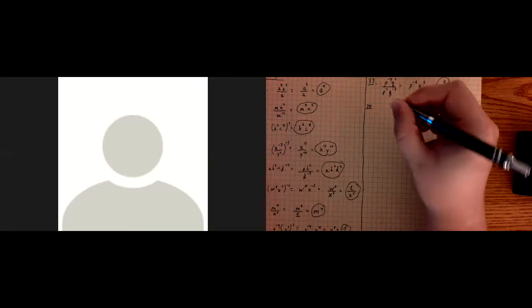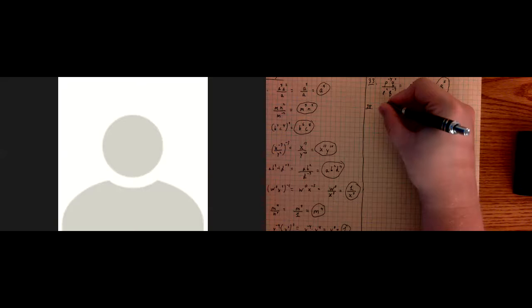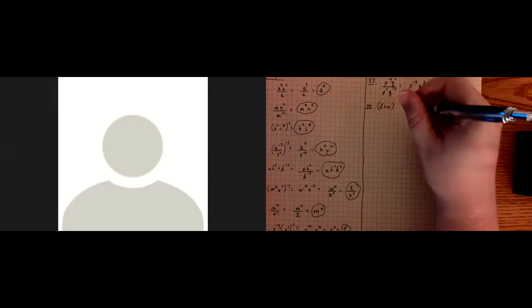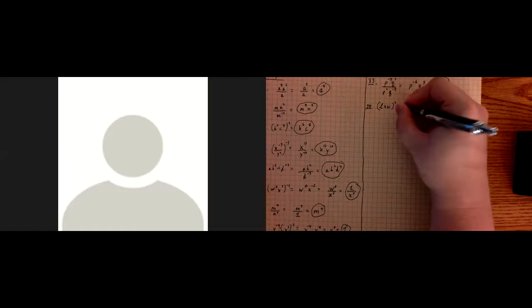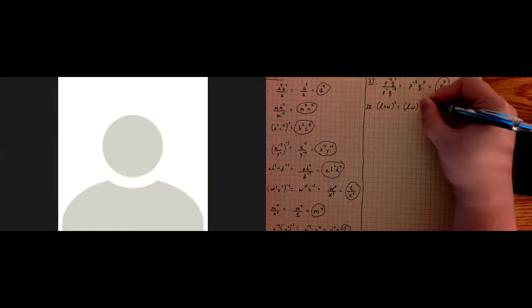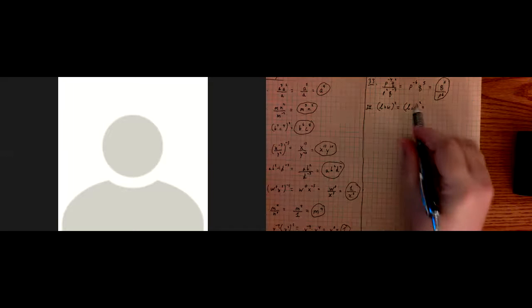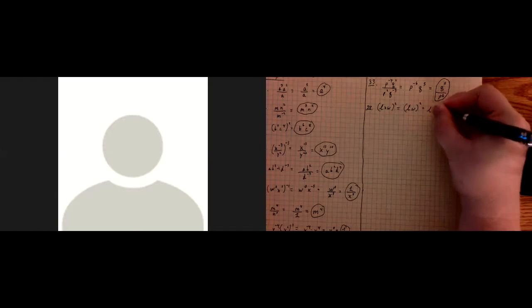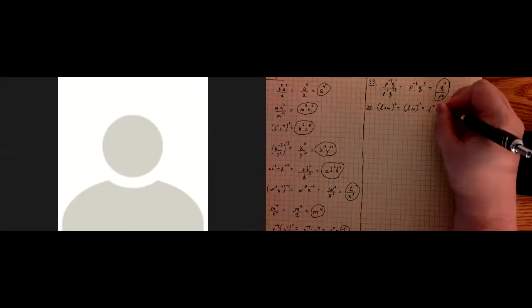On 34. This one tripped me up the first time I saw it, because for some reason I wasn't thinking. I thought the x was another variable, but it's not. And so I'm going to rewrite this first. This is just LW squared. Remember, when you have two things being multiplied, you have to distribute the 2 to both pieces. This becomes L squared W squared. Okay.